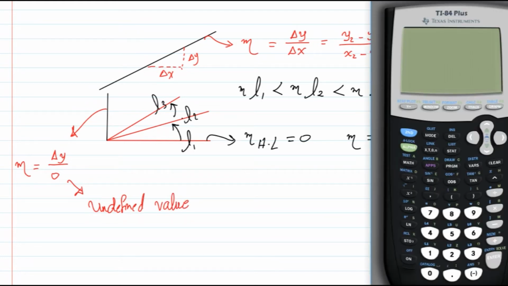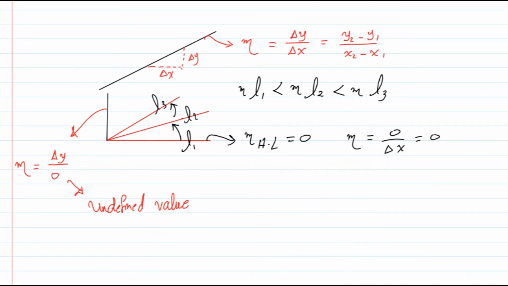Let's check on the GDC. Let's try 22 over 0. This will give me an error. Enter. This is an error by the GDC. So the gradient of the vertical line is undefined and the gradient of the horizontal line is 0. As the line goes more vertical, the gradient increases.